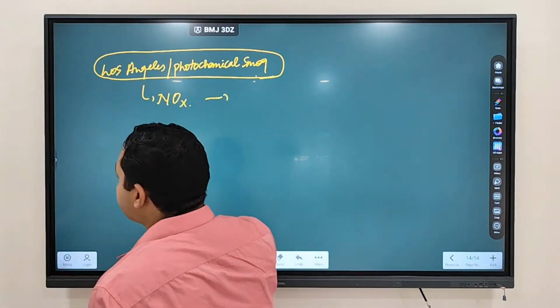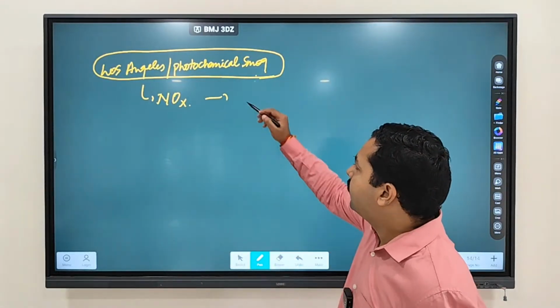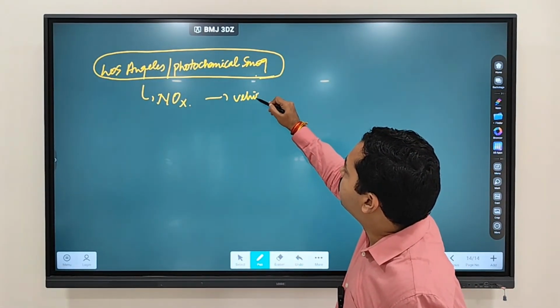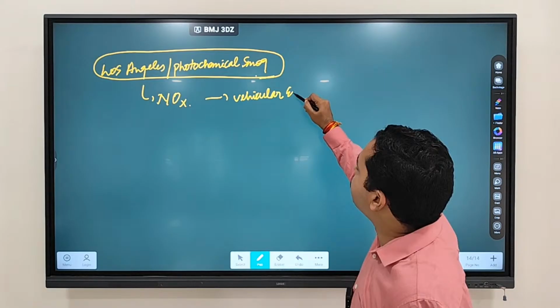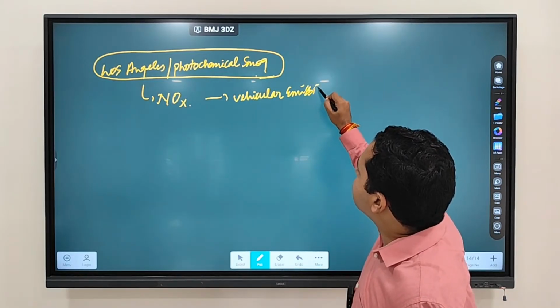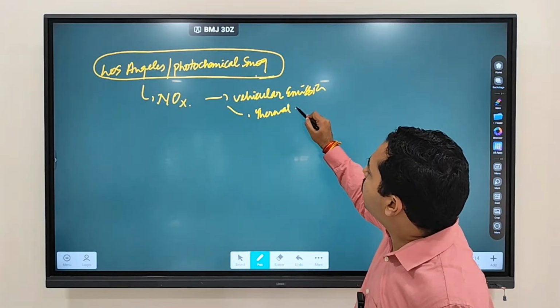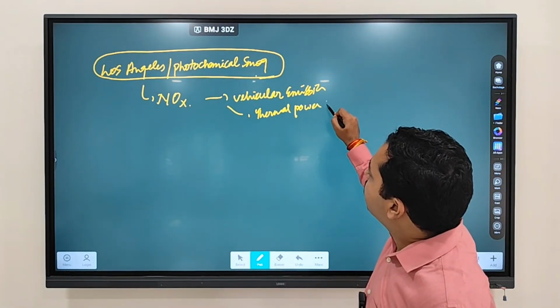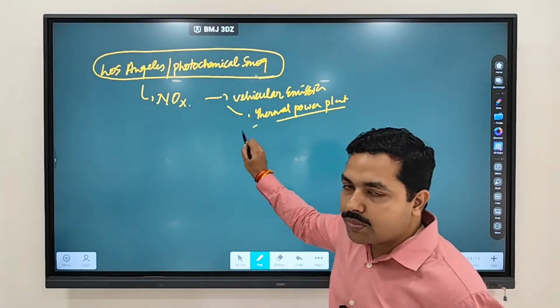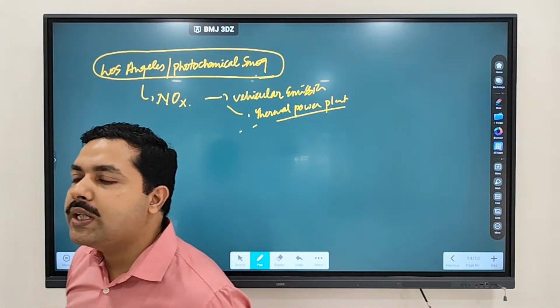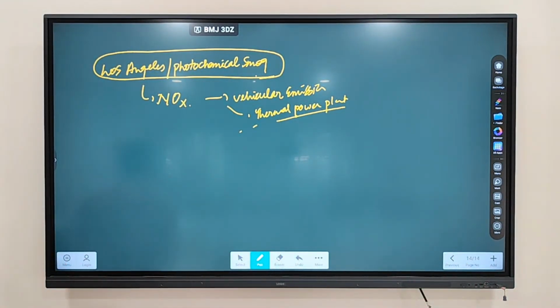From where will the nitrogen oxide be released? More release is from vehicular emissions, from vehicles, when you are burning petrol and diesel. Some is also released from thermal power plants if impurities are present in coal, but mostly it comes from where? Mostly from vehicular sources, vehicular emissions. That is one powerful source of nitrogen oxide.